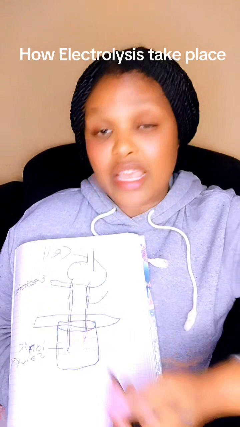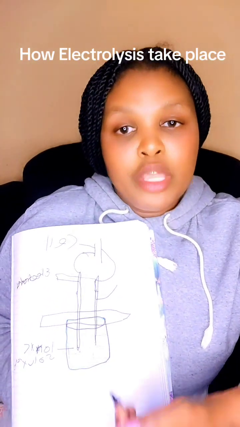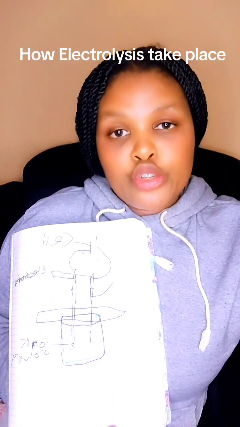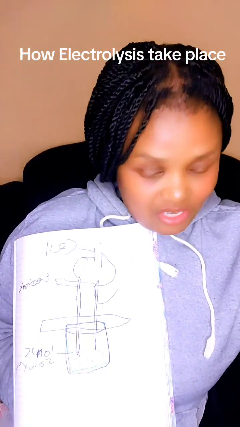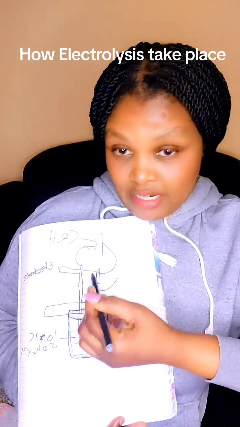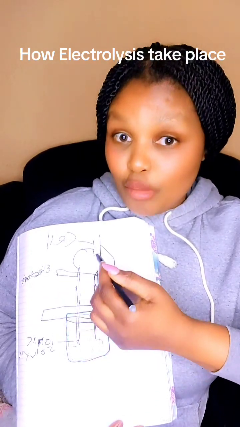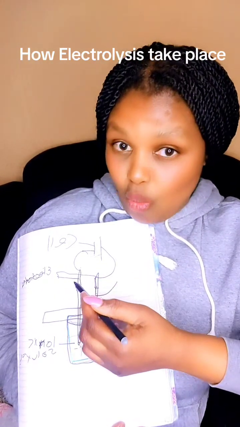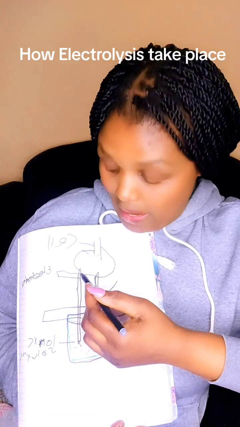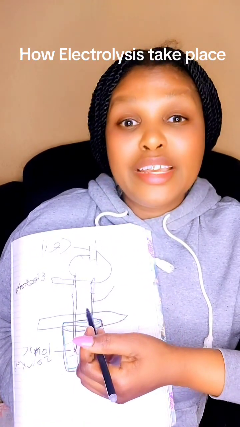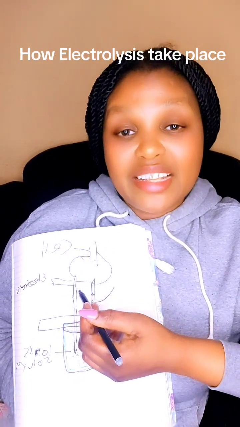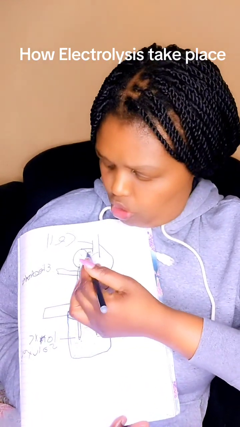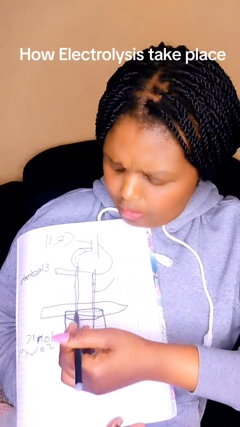What is the function of the cell? The cell stores energy. It stores chemical potential energy. Once we have connected, the energy starts to move from the cell through the conducting wire. In the conducting wire, it's no longer called chemical potential energy. It's called electric current. As the current flows, it flows and flows and goes down.